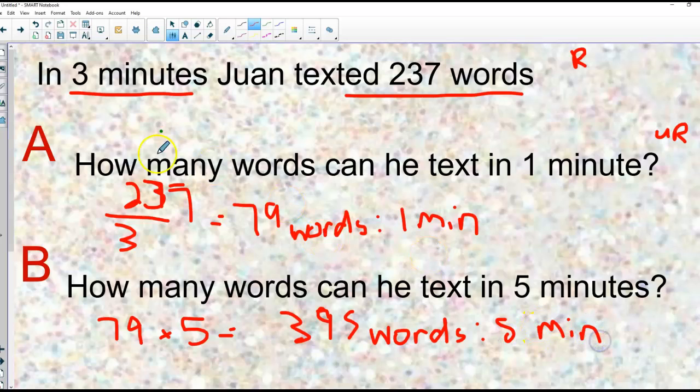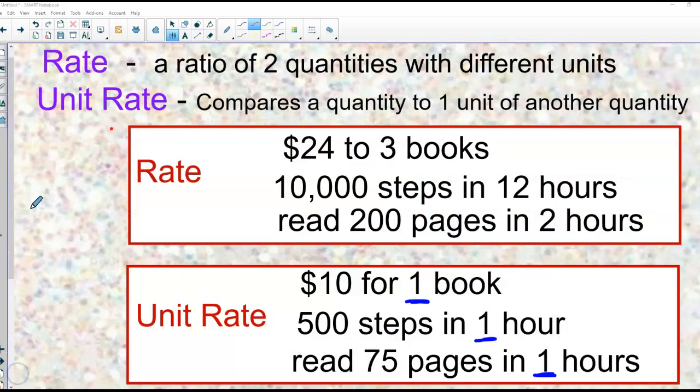Okay, so I hope this is clear, but our big goal today was to know the difference between a rate and a unit rate. They both have to have units, as in this example I showed you earlier, money to books, steps to hours. The difference is a rate is about more than 1, and a unit rate has 1. Okay, so you should know the difference and also be able to calculate them.